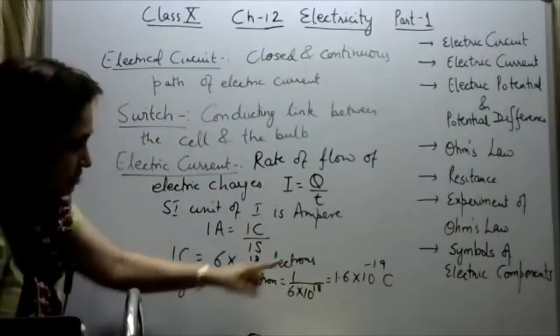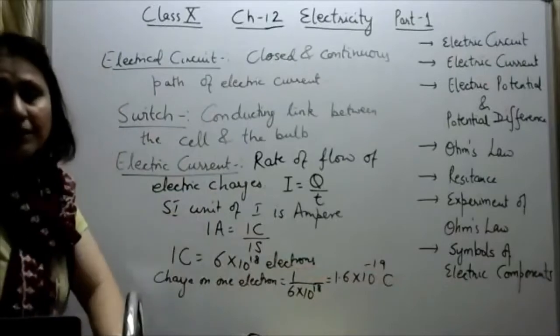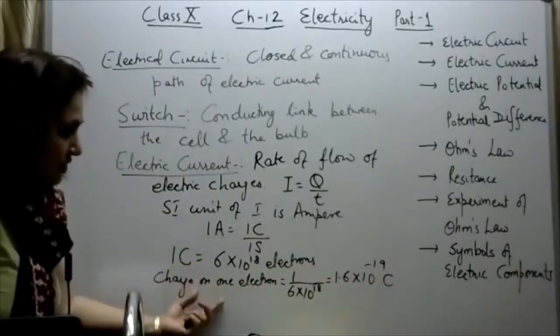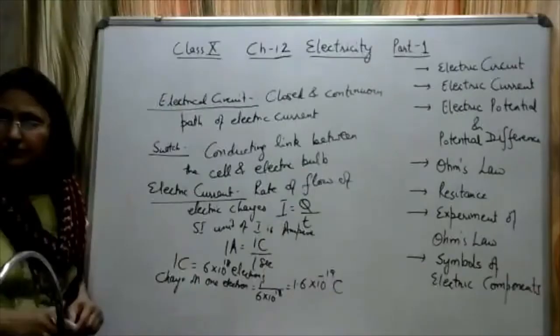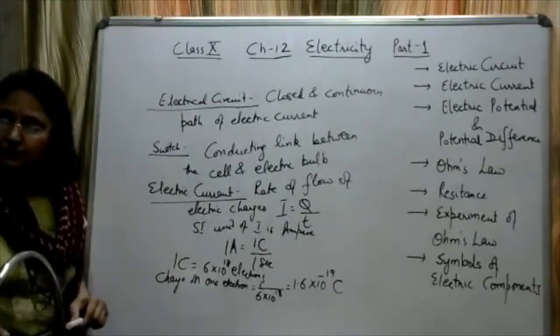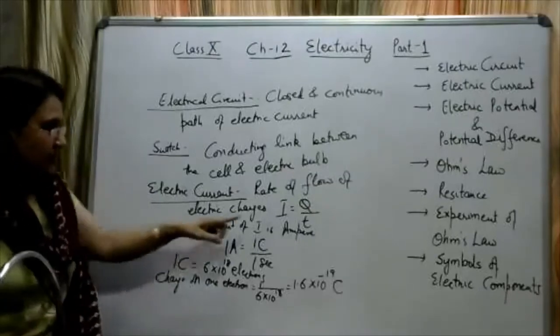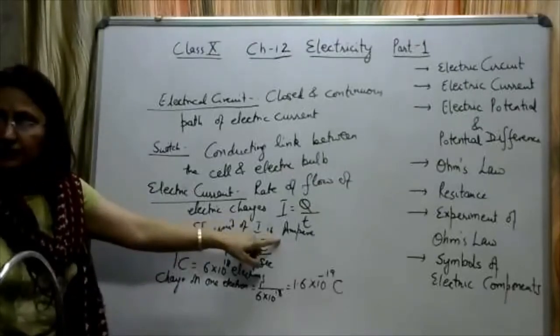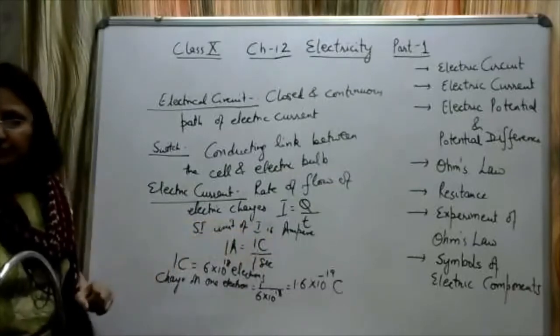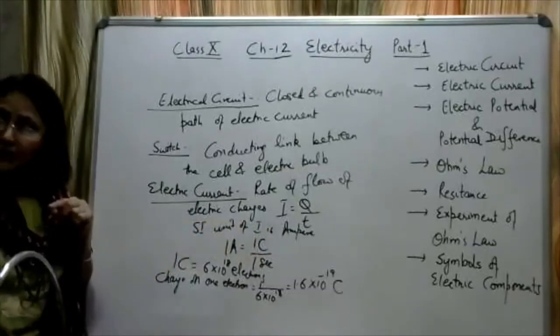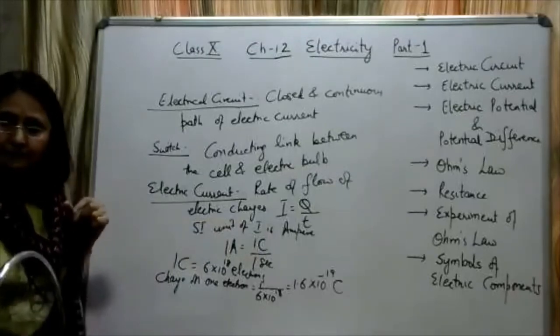Okay, that is the charge on one electron: minus 1.6 into 10 raised to the power minus 19 coulomb. So this is the charge on one electron. When a small amount of current has to be measured, smaller units of current are taken. The SI unit of current is ampere, but when small currents have to be measured, smaller units like milliampere and microampere are taken.